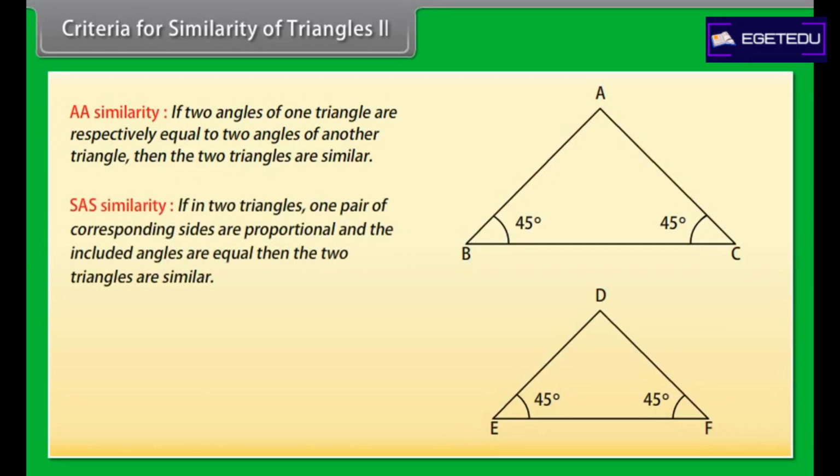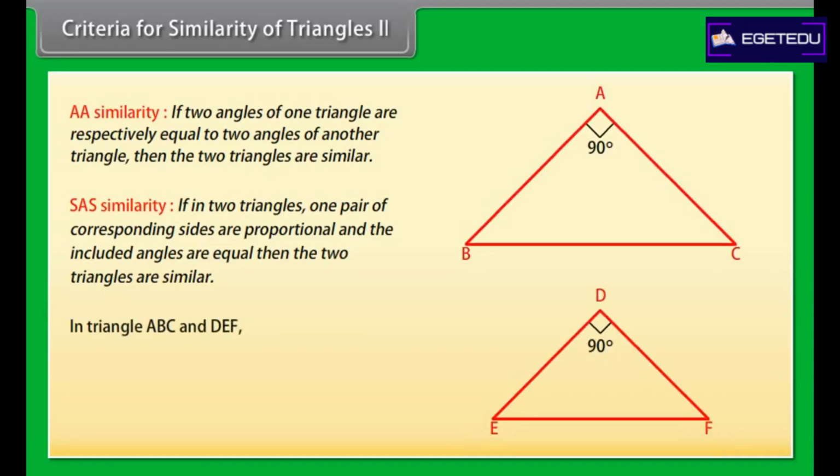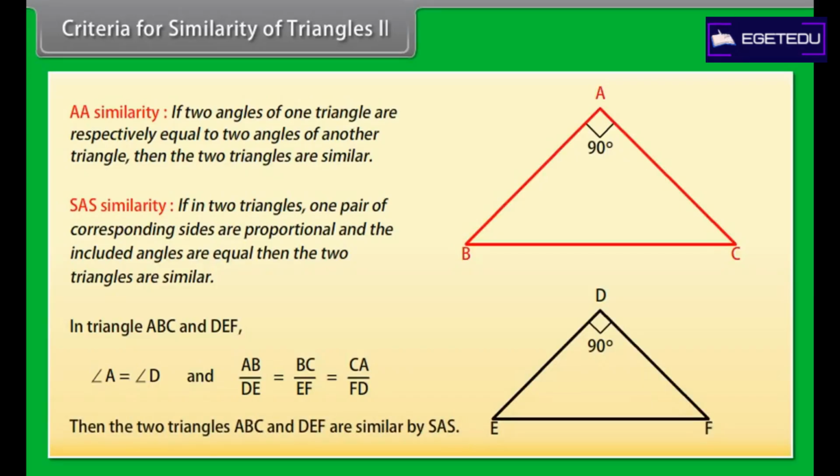SAS similarity. If in two triangles, one pair of corresponding sides are proportional and the included angles are equal, then the two triangles are similar. In triangle ABC and DEF, angle A is equal to angle D and AB upon DE equals BC upon EF, which equals CA upon FD. Then the two triangles ABC and DEF are similar by SAS.